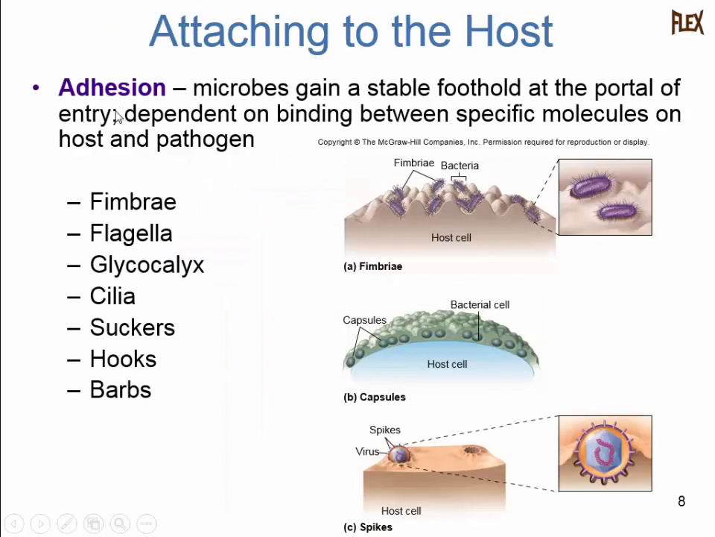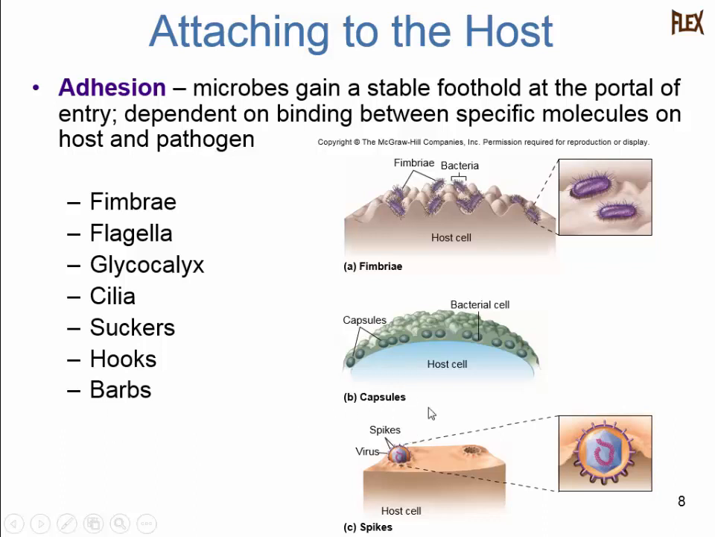Mechanisms of attachment include fimbriae, the proteinaceous fibers on the surface of a bacterium. They include flagella. Flagella are not solely in use for movement; they are also used to attach to host cells. Components of the glycocalyx, the slime layer or the capsule, aid in attachment to specific host cells and enable the microbe to enter. Cilia or suckers, hooks and barbs, are all part of helminth mechanisms of attachment.